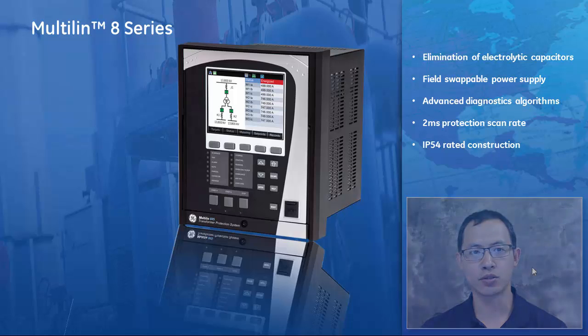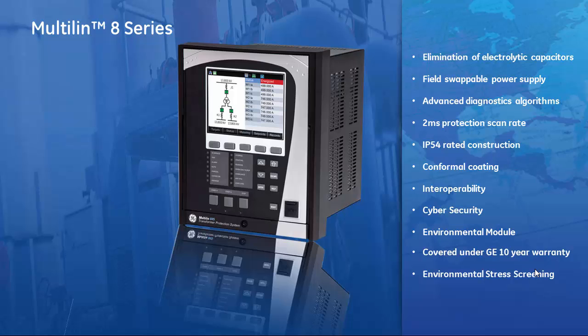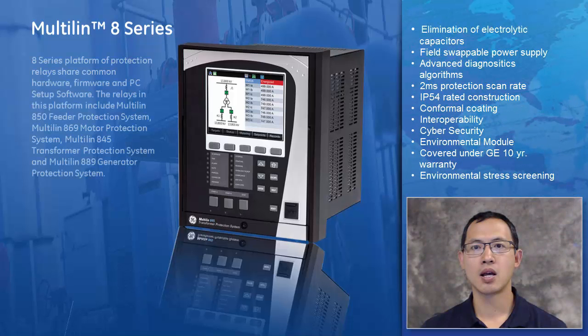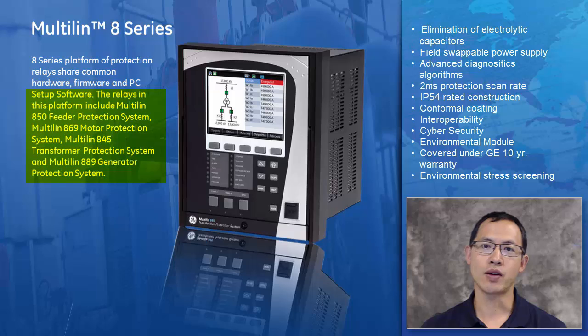IP54 rated construction, conformal coating, interoperability, cybersecurity, environmental module, covered under GE 10 years warranty, environmental stress screening. Multilink 8 series relay platform of protection relay shares a common hardware, firmware, and PC setup software. The relays in this platform include 850 feeder relays, 869 motor relays, 845 transformer relays, and 889 generator relays.